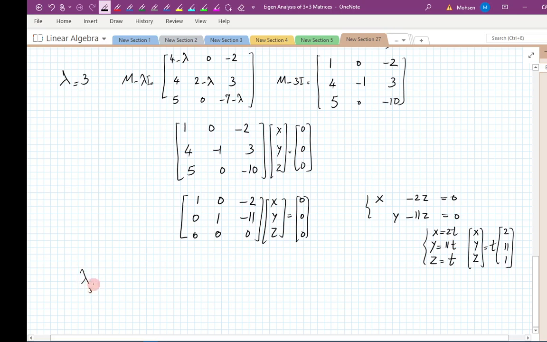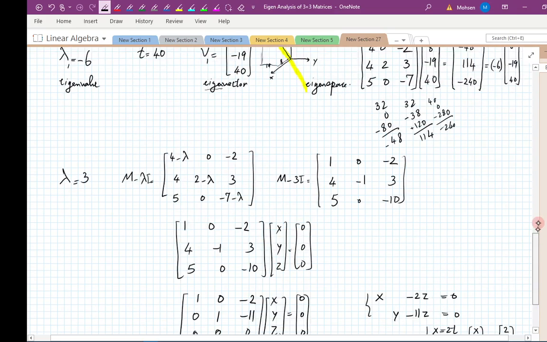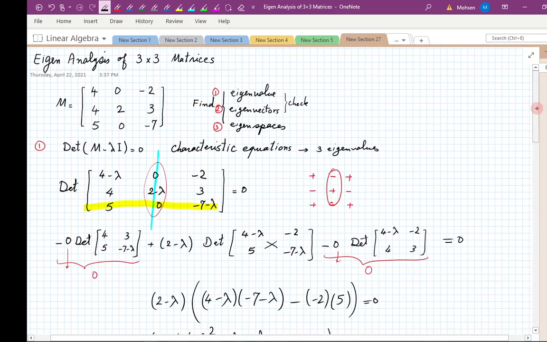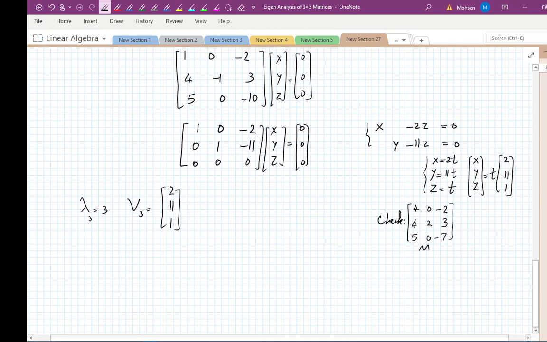So lambda number 3 was 3. Eigenvector number 3 is going to be 2, 11, 1. If you want to check it, pick the original matrix, which was 4, 0, minus 2, 4, 2, 3, 5, 0, minus 7. We are going back to M, not M minus lambda, M, the very beginning, just as a check, not using any intermediary writing. So that gives us a little bit better check.